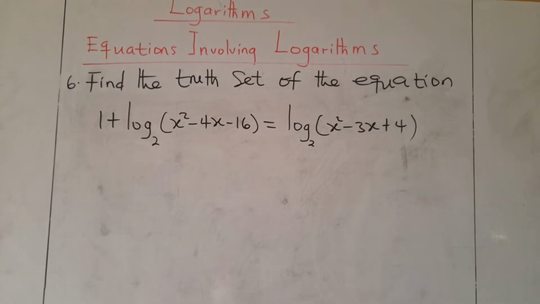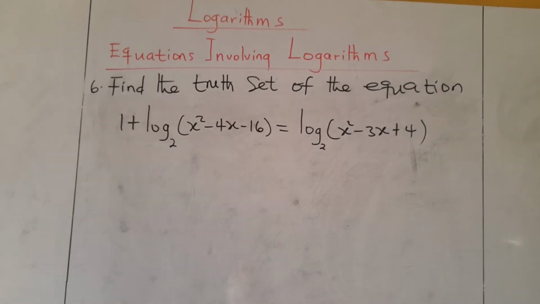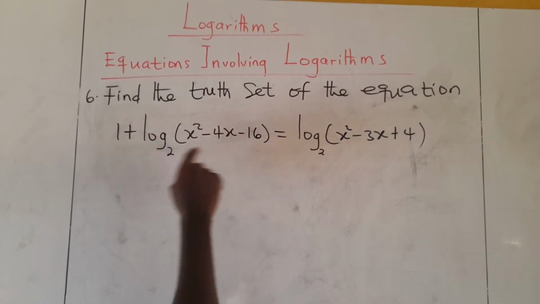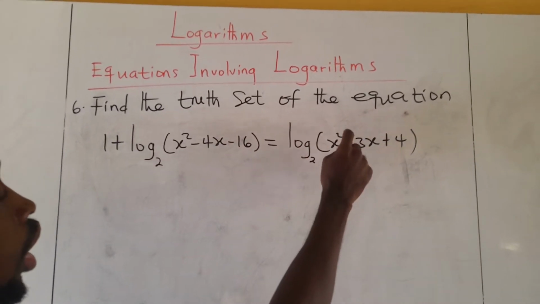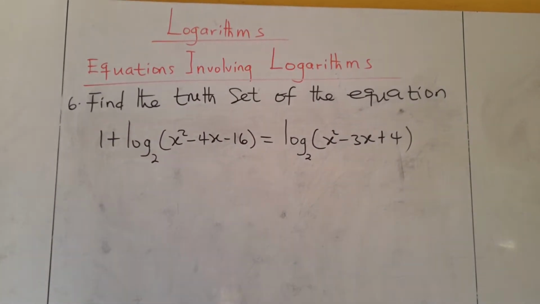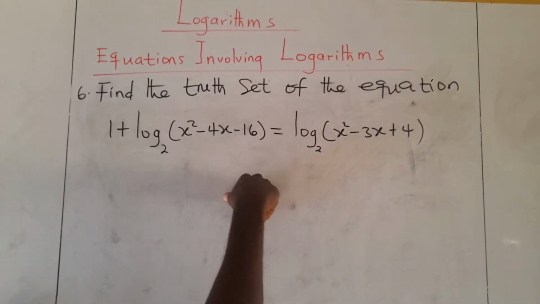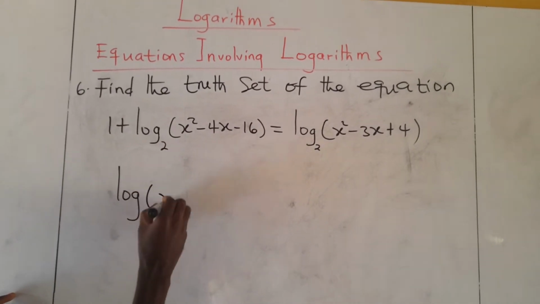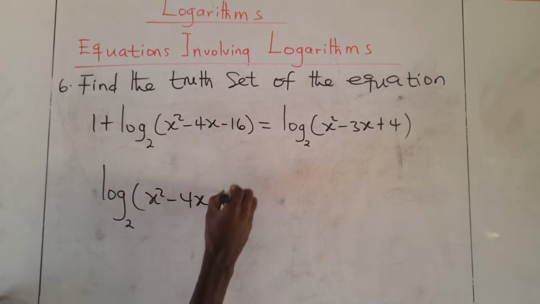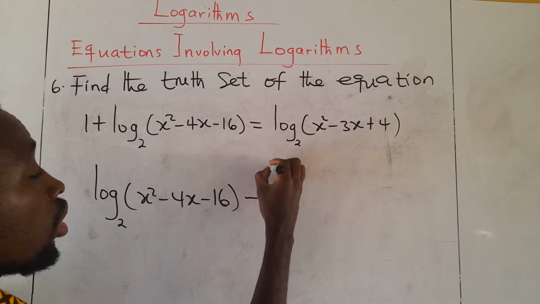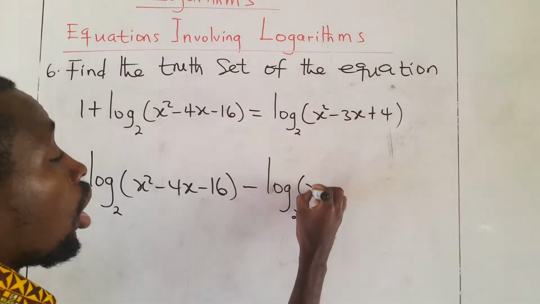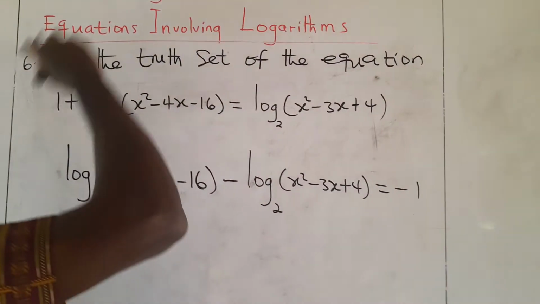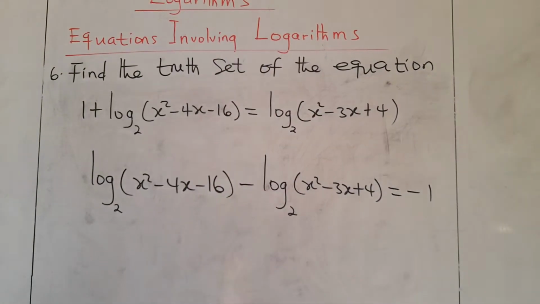So our next question, please, you are free to pause the video and try to see if you can solve this. Find the truth set of the equation 1 plus log x squared minus 4x minus 16 base 2 equal to log x squared minus 3x plus 4 base 2. So how do we solve this? I can bring this here and send that one there. You can say log x squared minus 4x minus 16 minus log x squared minus 3x plus 4 base 2 will be equal to negative 1. See, I send the 1 there to become negative.